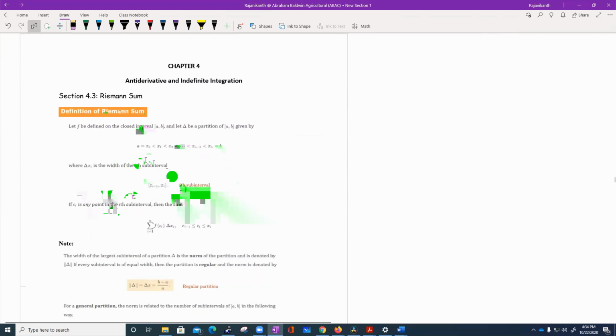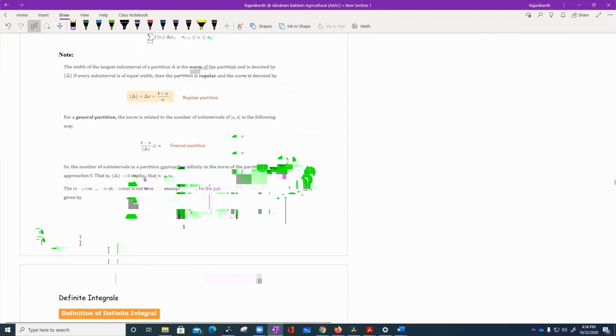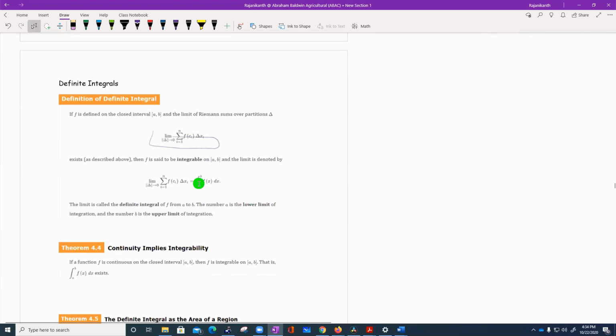So just go ahead and read these things. Okay. So the Riemann sum is nothing but the summation with the limit. So this guy is the Riemann sum. Okay. So now how are we going to connect the Riemann sum with the integral, the antiderivative?